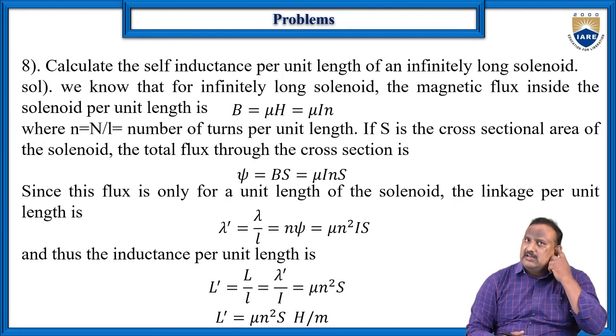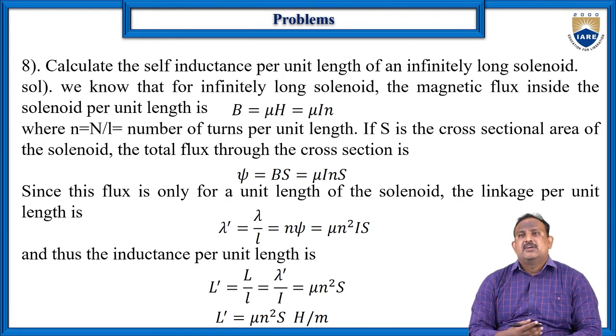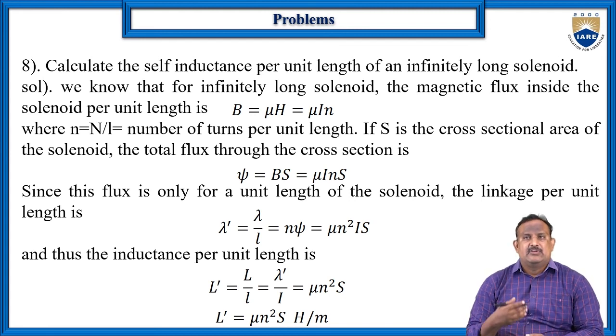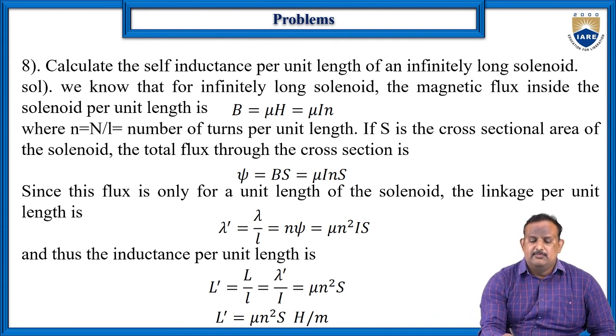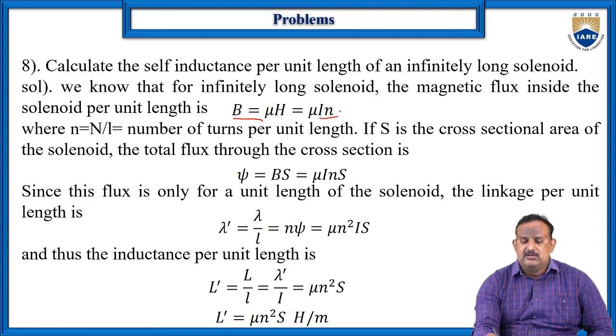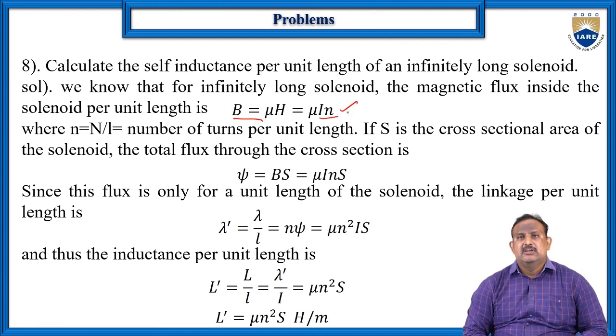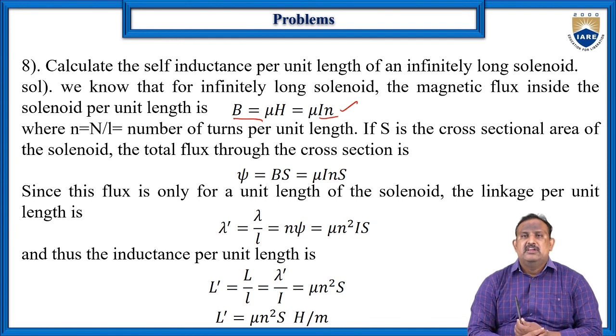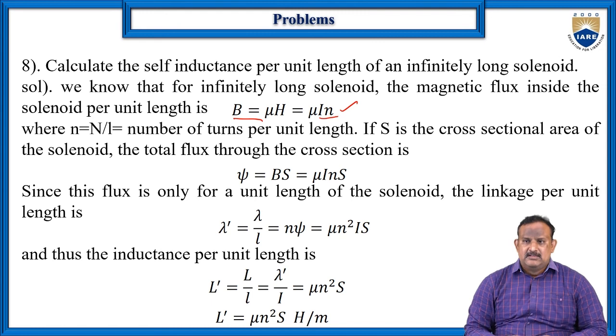Next. Calculate the self-inductance per unit length of an infinitely long solenoid. We know that for an infinitely long solenoid, the magnetic flux density inside the solenoid is B equal to mu H, where H is nothing but I into N, where N is equal to the number of turns per unit length.